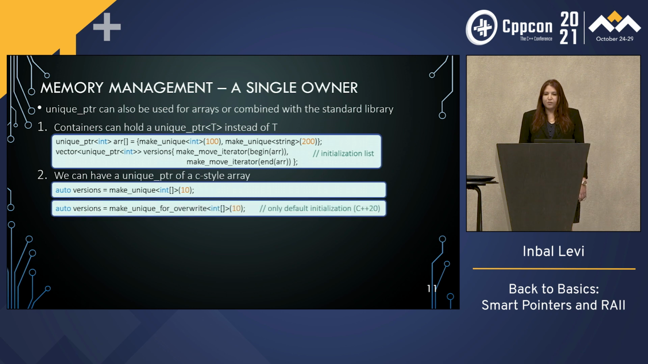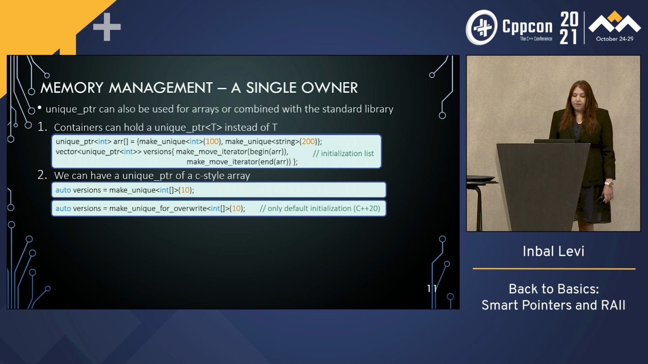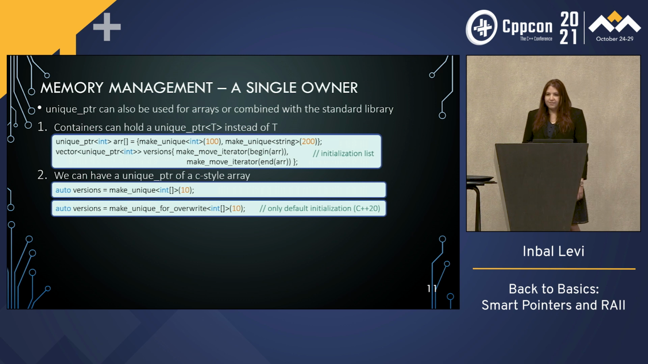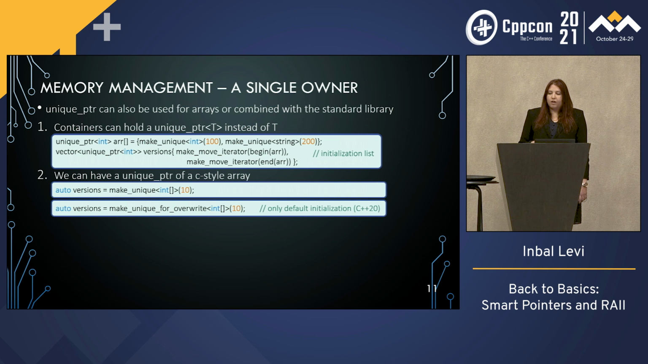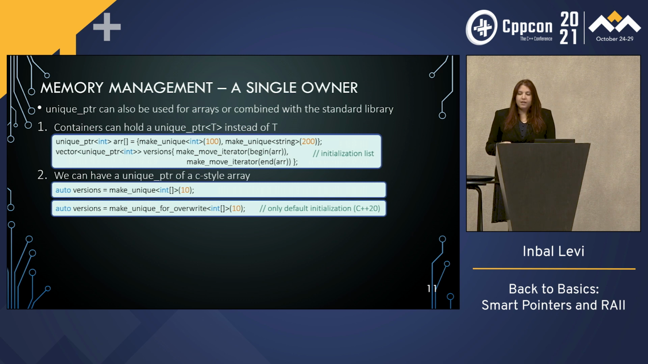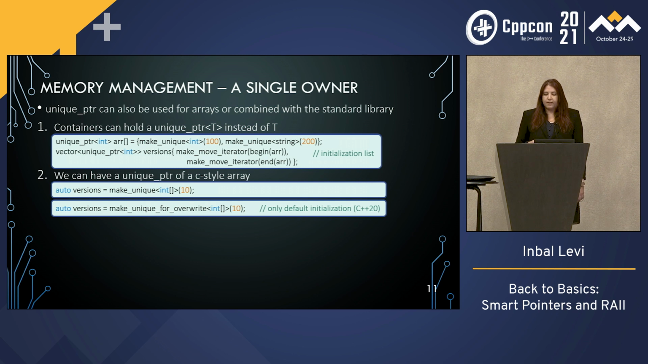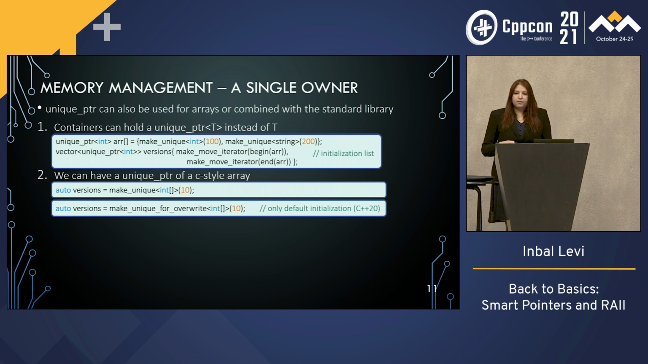And starting from C++20, we also have make unique for overwrite. So what's the difference between make unique and make unique for overwrite? For a user-defined type with a default constructor, it doesn't really matter. But when you have, for example, an array of primitives, that can actually affect your performance. So make unique for overwrite only calls default initialization. It doesn't call, for example, value initialization, et cetera.